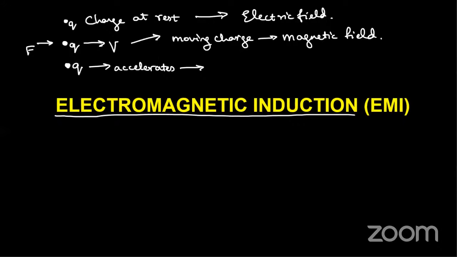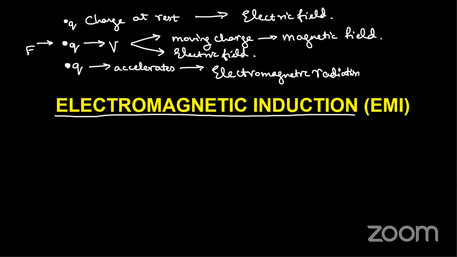Yes, correct. Very good, Hariprasad. So moving charges produce magnetic field and also electric field. Since the charge itself gives electric field, it gives electric field as well as magnetic field. But what happens when the charge accelerates? Yes, when the charge accelerates, it gives electromagnetic radiation, also called EM waves.